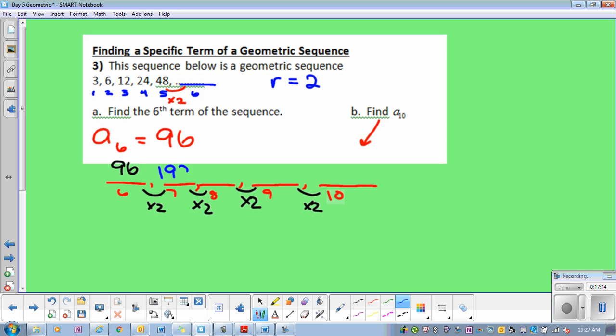Alright, Tom, give Abner a chance. And then that times 2 is what? We gotta give other people a chance too, right? 384. So Tom, you can check and make sure. Alright? What's 384 times 2? 768.